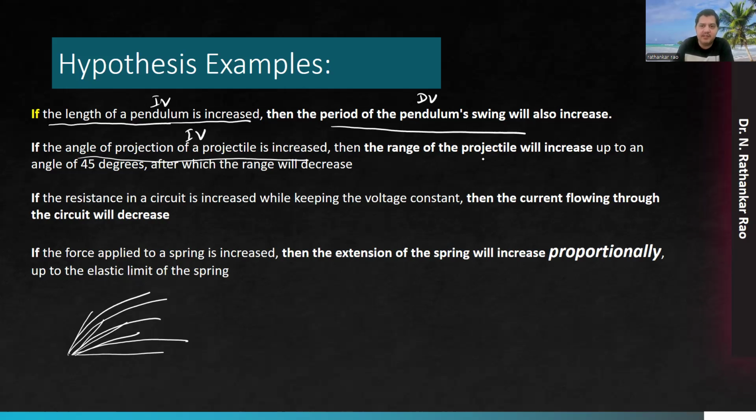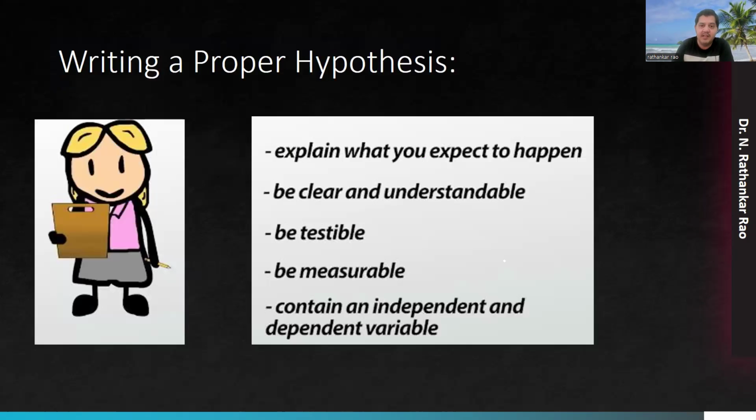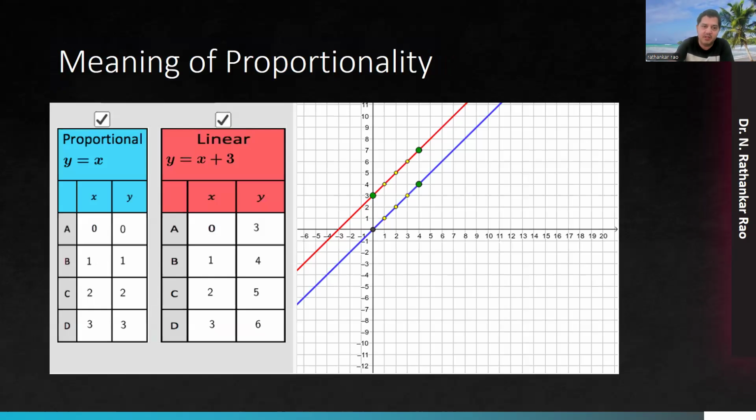Then the range of the projectile will increase, right? It can increase like this, up to an angle of 45 degrees. See, now you are putting the condition here. It is not universal. It happens only up to 45 degrees, after which the range will decrease. Which statement does it tell you? It says, be clear and understandable. Don't mention whatever you like, mention it clearly. So we have to put that also there.